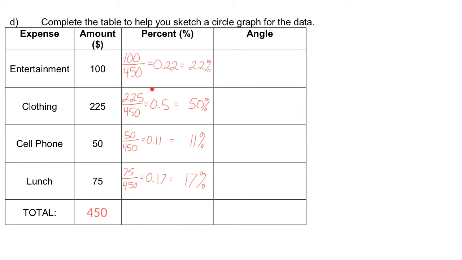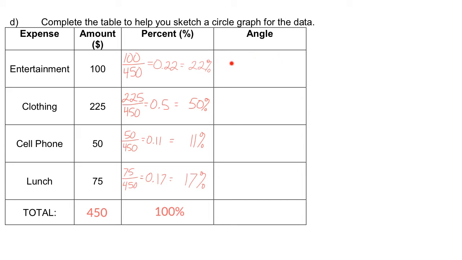And I can do the same for the rest of the categories. So clothing is 50% of my expenses, cell phone is 11% of my expenses, and lunch takes up 17% of all my expenses. Now, just to make sure that I did this right, I'm going to add up all my percents, and I should get close to 100. It might not be exactly 100 with rounding errors if I rounded my numbers, but it should be really, really close to 100%. So if I add up 22 plus 50 plus 11 plus 17, I do in fact get a total of 100%. So that's good. I did this right.